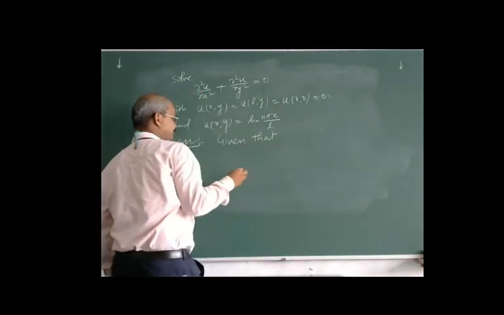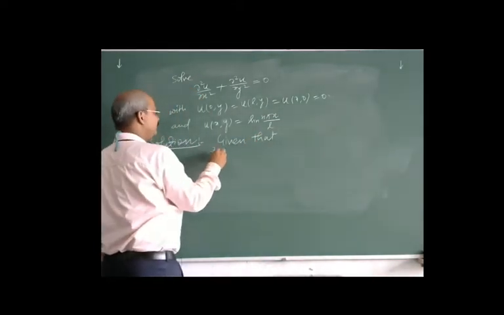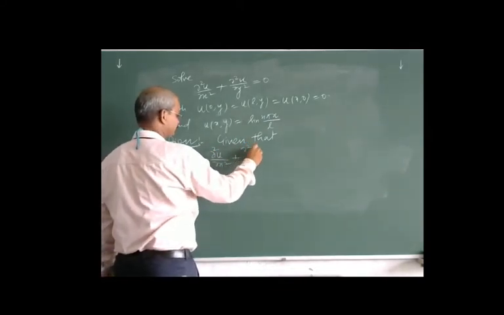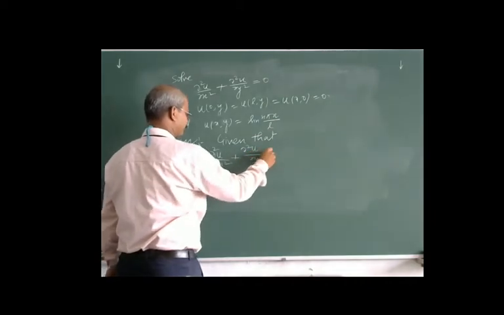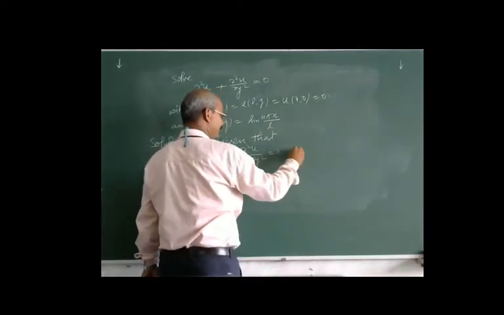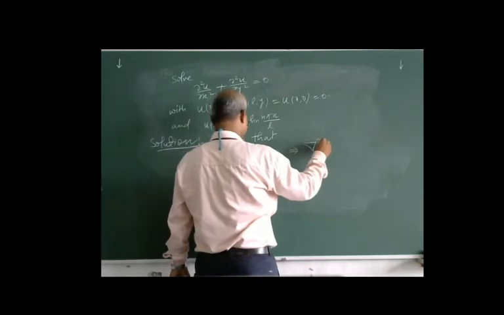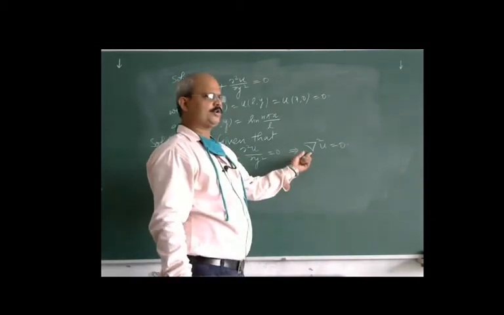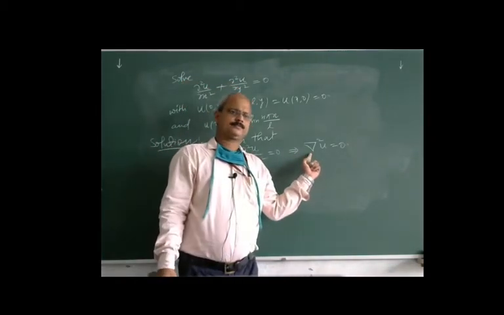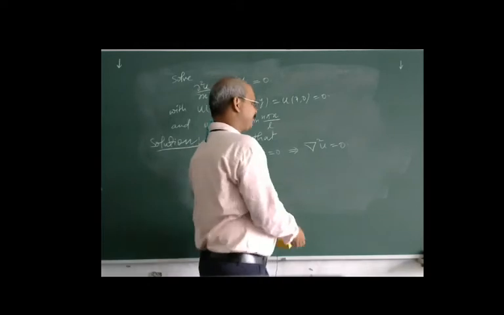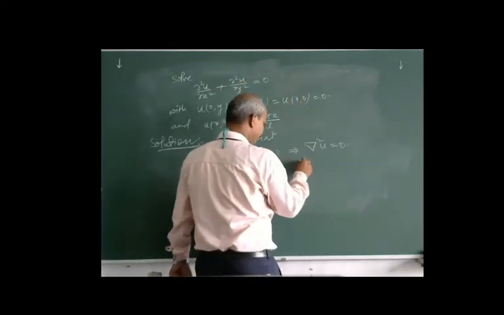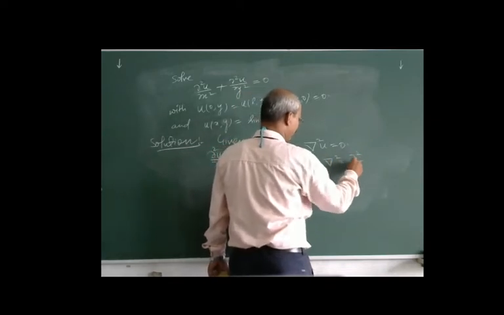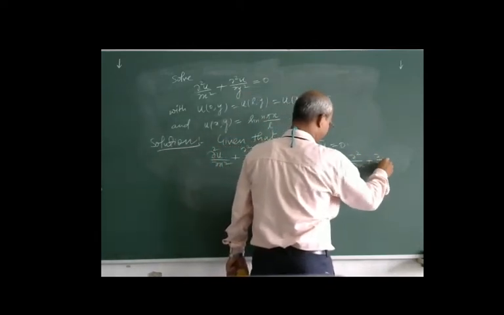Given the partial differential equation, or you can say the Laplace equation, this can be written as of this type. This operator is said to be the Laplacian operator, where the Laplacian is equal to del 2 by del x squared plus del 2 by del y squared.